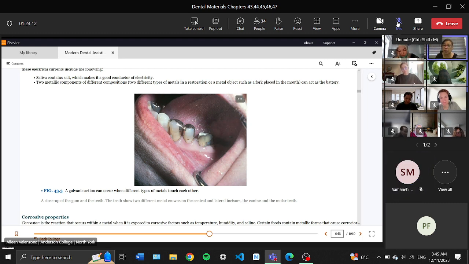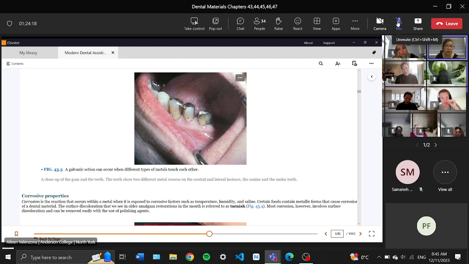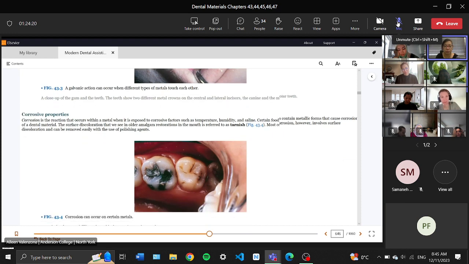So these are indirect restorations. We send it to the lab and then we cement it. Okay, so those were made of metals. Now let's move to corrosion.